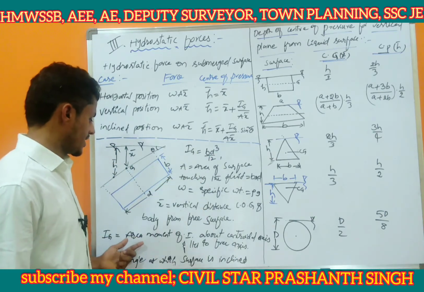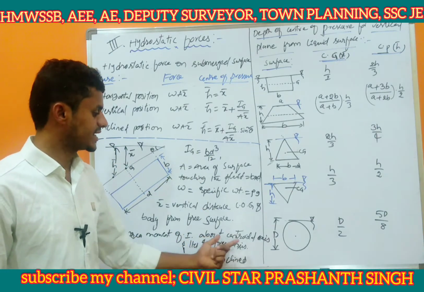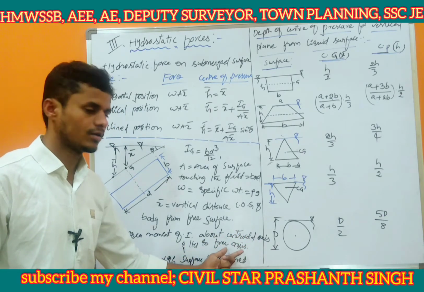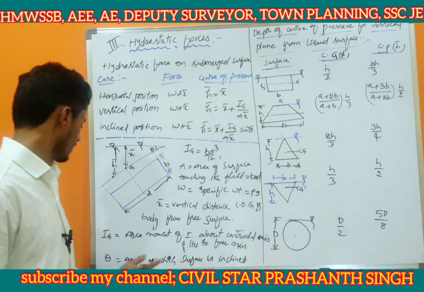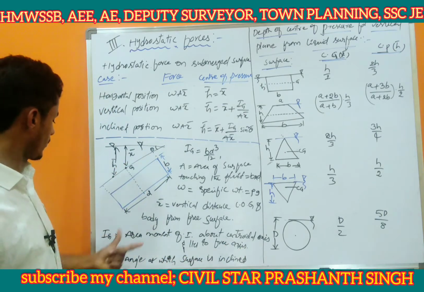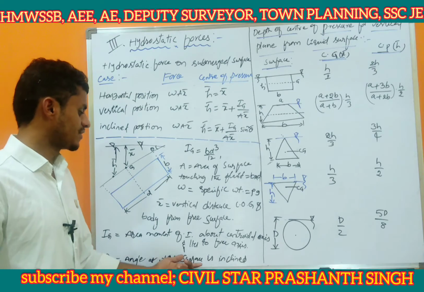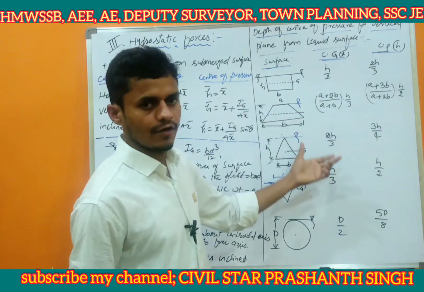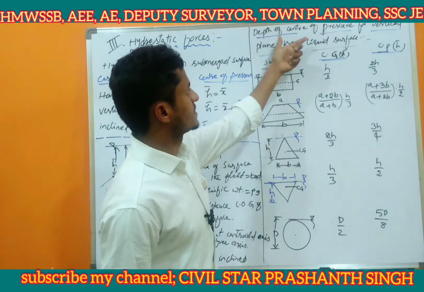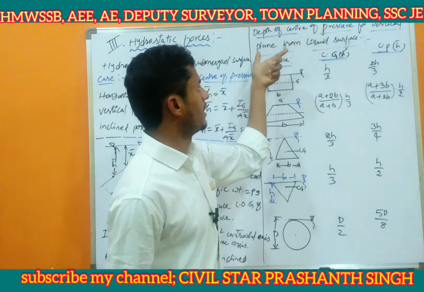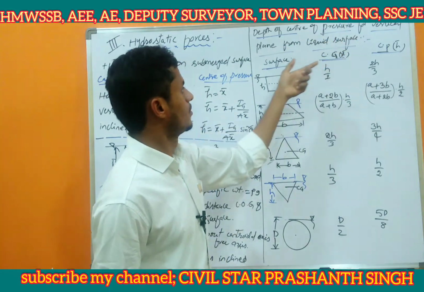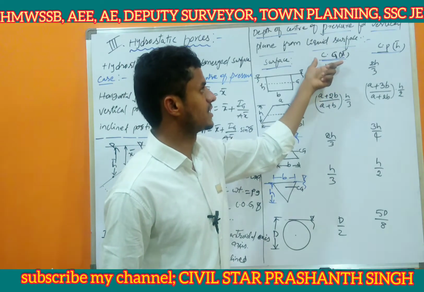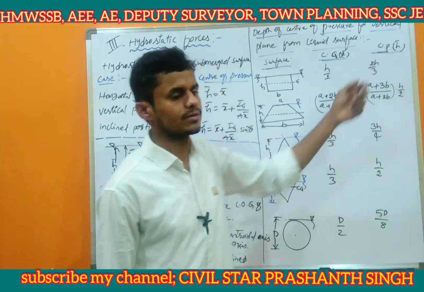Ig is the area moment of inertia about the centroidal axis and parallel to the free surface. Theta is the angle at which the surface is inclined. So these are the standard formulas. Depth of center of pressure for a vertical plane is measured from the liquid surface. We have different types of surfaces, and we have the formulas of center of gravity and center of pressure.